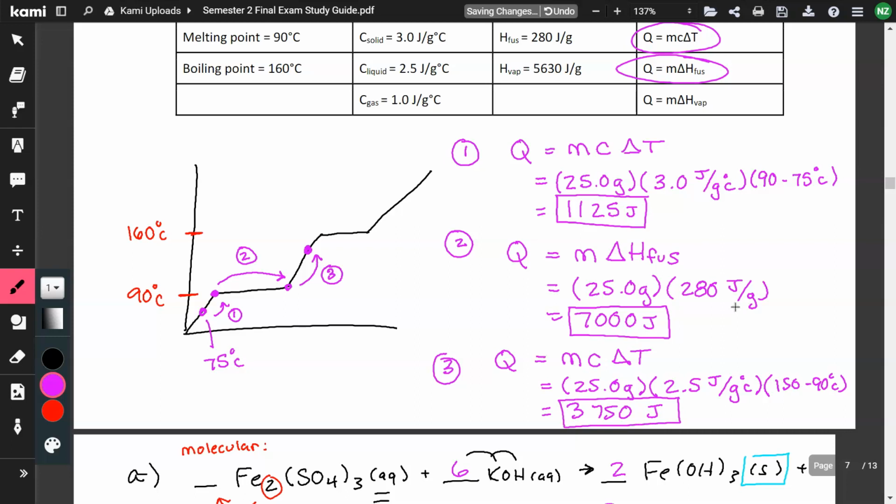All you do at this point is you add those three numbers together. And you should get 11,875 joules. That's it. That's the whole study guide.